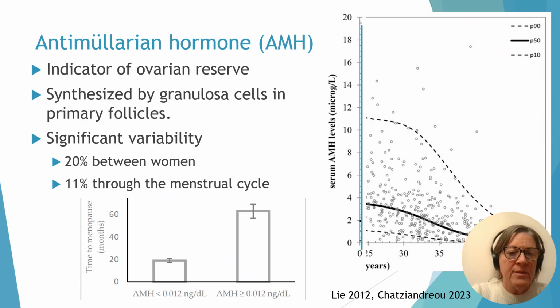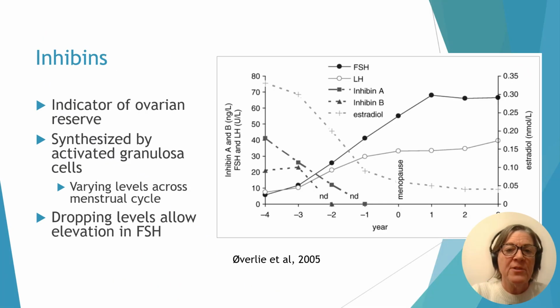The graph at the bottom here shows that once the AMH levels are below about 0.12 nanograms per deciliter, so it's very low just to start with, we're looking at about 2 years to the last menstrual cycle. When the AMH levels are higher, it's very difficult to predict how long it will be till that last cycle. There's very rarely a need for this, but it is one of the things that's shown in the stages. Another hormone that we'll be tracking are inhibins.